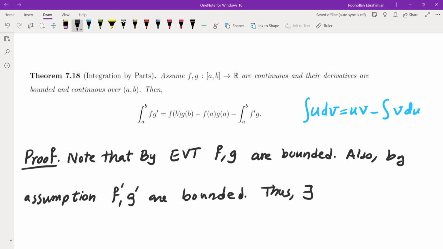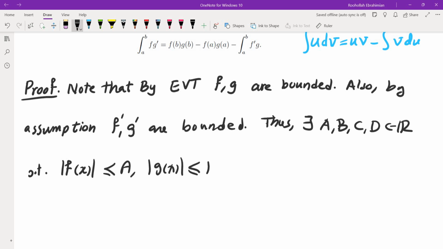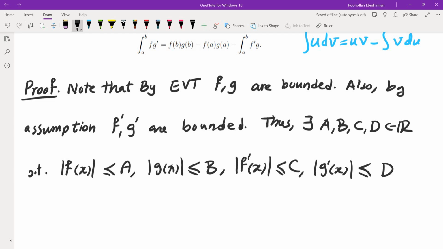Thus, there are real numbers a, b, c, d such that f of x is less than or equal to a, g of x is less than or equal to b, and in fact we can take a, b, c, d all the same because we just take the maximum of these, and f prime of x less than or equal to c and g prime of x less than or equal to d for every x inside the interval a to b, although because we are dealing with derivatives I will have to look at the open interval rather than the closed interval.